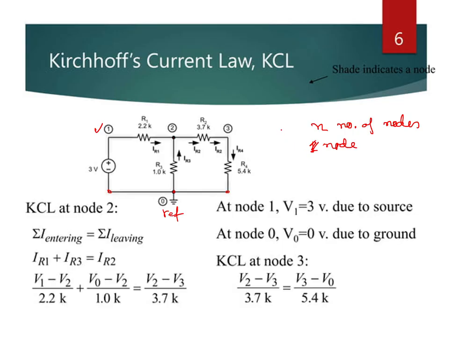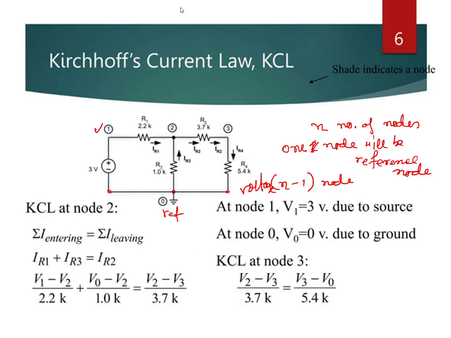This is one node, which will be the reference node. So we need to find the voltages of the n minus 1 nodes, because the reference node voltage is 0. So we need to find the n minus 1 node voltages.